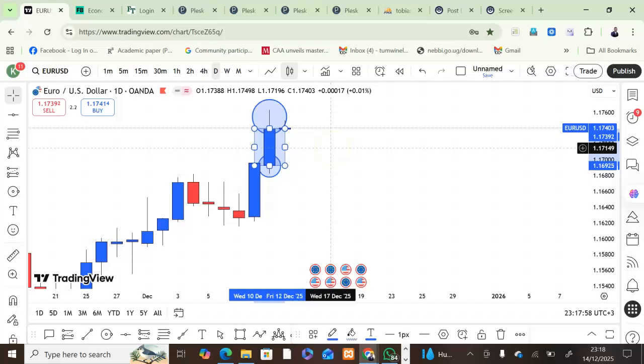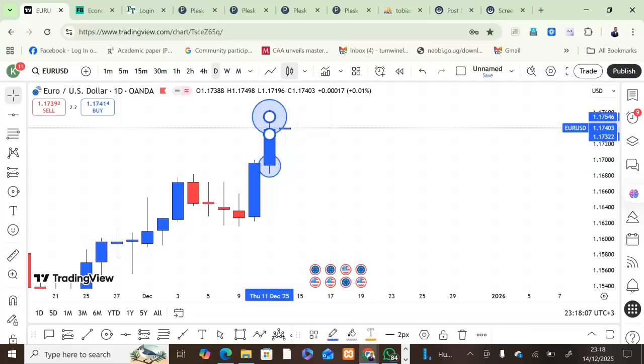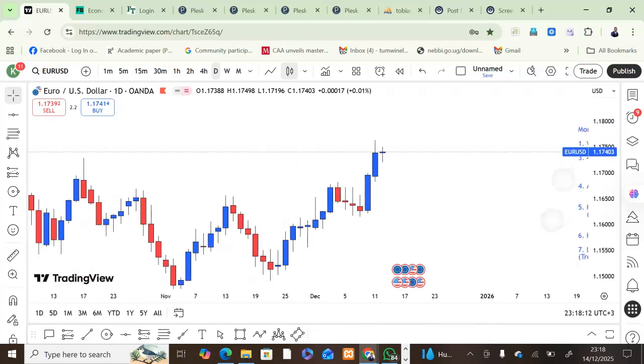Before, I used to draw my support and resistance with only the wicks touching, but now we are looking at the whole body of the candle touching. We are not looking at only the wicks. So this is how we draw our area of interest.